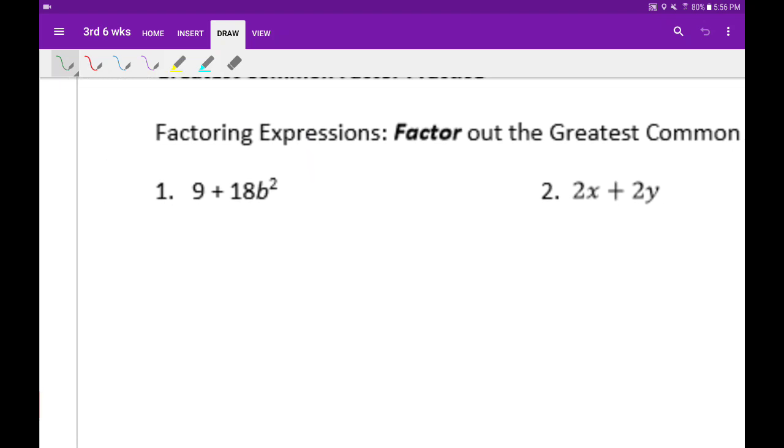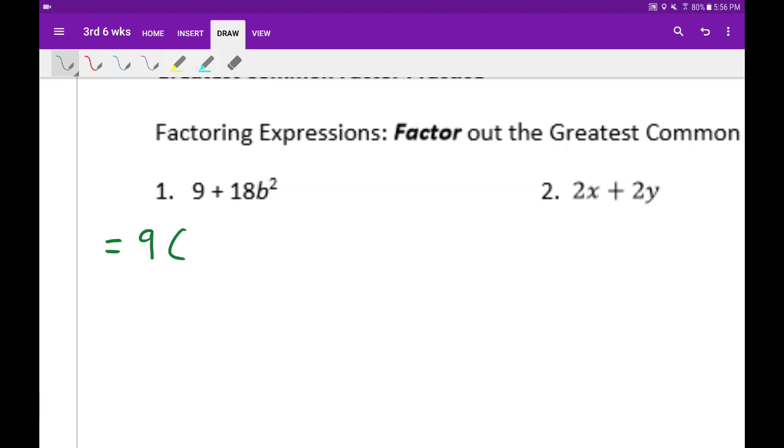So our first step is we want to look at our numbers 9 and 18 and find the greatest common factor there, and that's going to be a 9. So I'm going to go ahead and write down 9. Step 2 is to look at the variables. We have to see if both terms carry a b in there, and there's not a b with the 9, so it's not in both terms, so we cannot use the b. So the only part of the GCF is the 9.